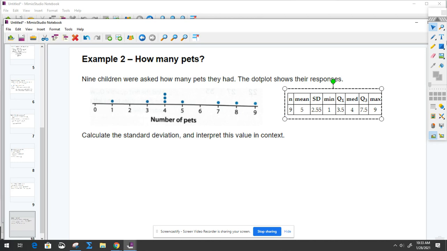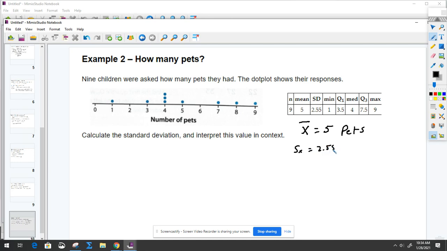So the first thing that we're going to write down is, well, what's the mean? Notice how I'm labeling the mean. I'm putting x bar is equal to 5. Well, what does that mean? 5 pets. And the standard deviation, s sub x, is 2.55 pets. So right here is approximately my mean. And that means that any one of these dots is about 2.55 from the mean.